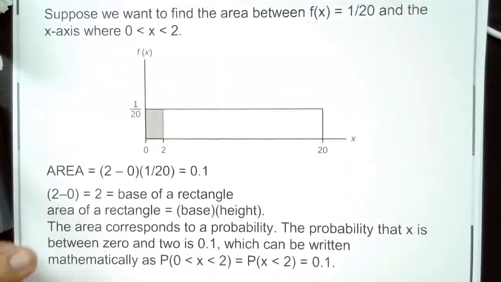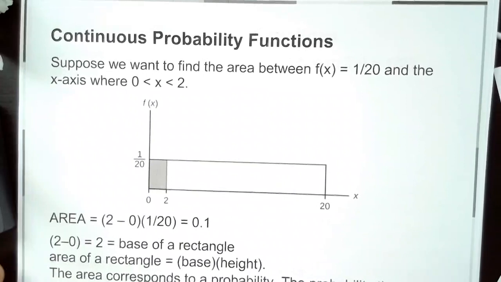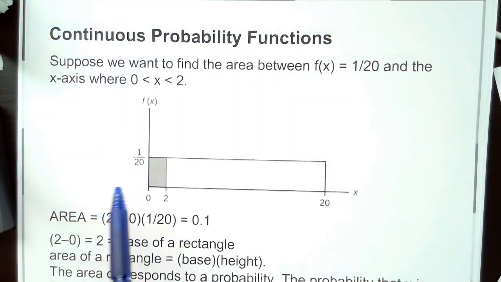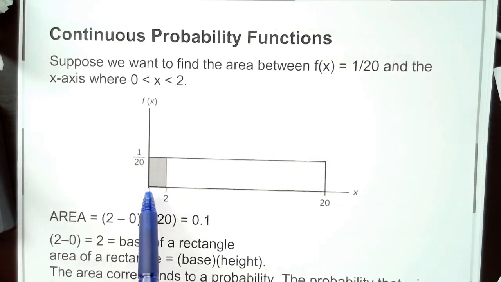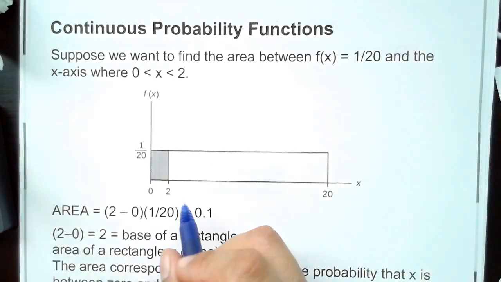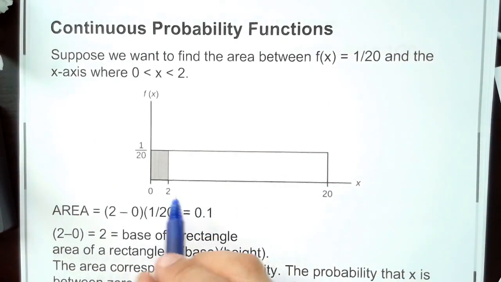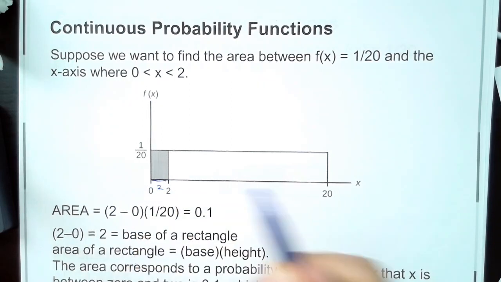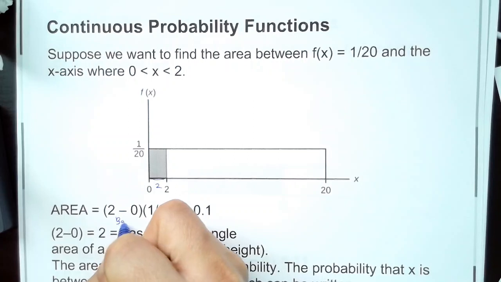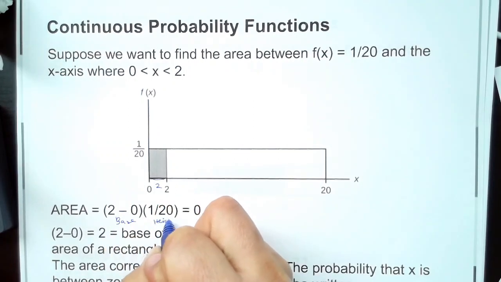Let's continue. What if I wanted to find the area between f of x equal to 1 over 20 and the x-axis where x is between 0 and 2? Now the base is shorter. The base is now only 2 units, and the height remains the same. So here we have base times height, which is 2 times 1 over 20.